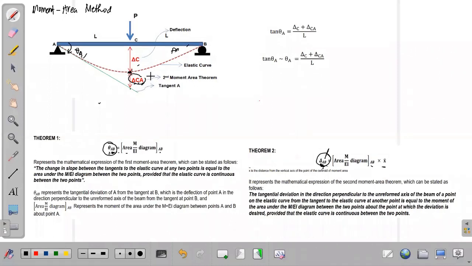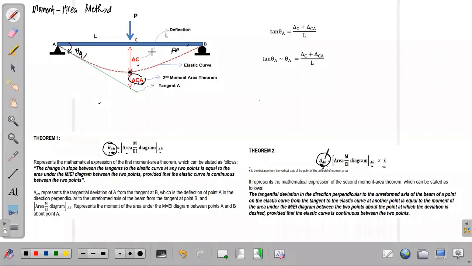As long as our elastic beam is continuous between the two points, so no internal hinges if it is continuous. Okay? If there are internal hinges, that would cause the elastic curve to actually have an inflection point. Right? If we have a hinge, we have an inflection point.